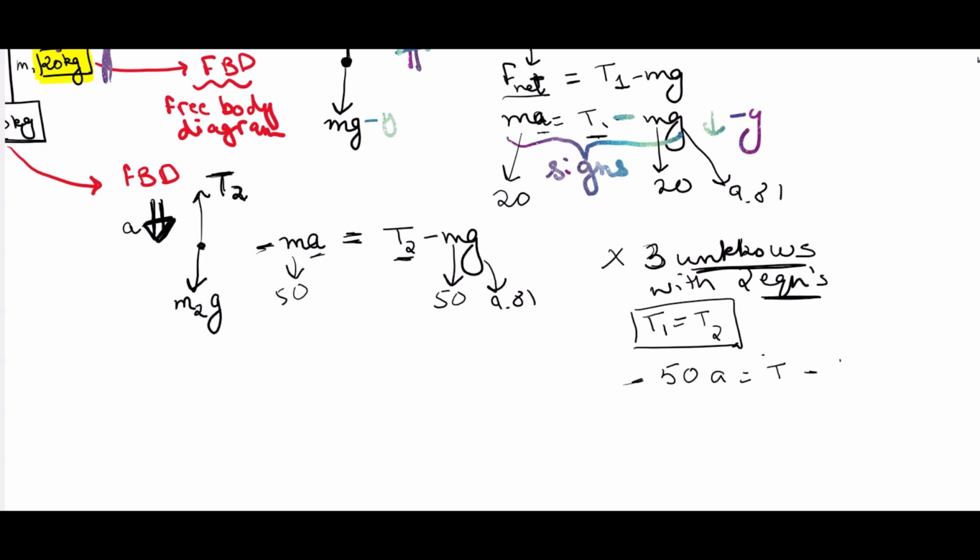Then we would have our simple equations. Minus 50a equals T minus 50 into 9.81, and 20a equals T minus 20 into 9.81. Further we will solve and we will get an answer of a and T.